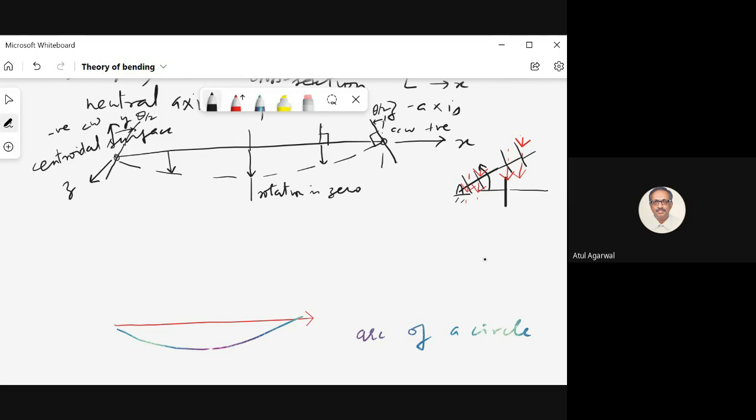Now it is an arc of a circle. So the arc has a center of curvature. This is the center of curvature, and this distance we call R neutral. This is the neutral surface. Then I told you that this angle is theta by 2. So this angle becomes theta by 2, alternate angles. This angle is theta by 2, so this also is theta by 2.